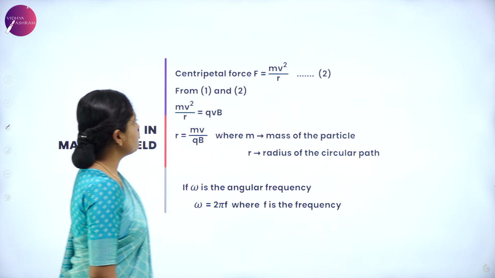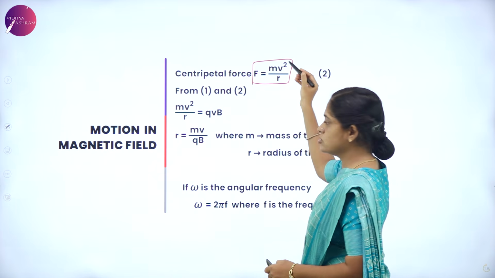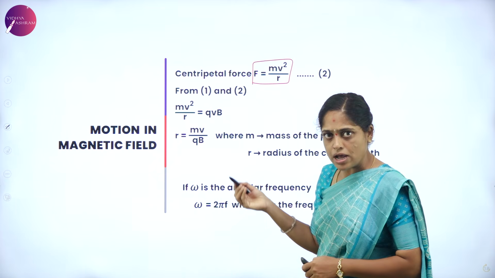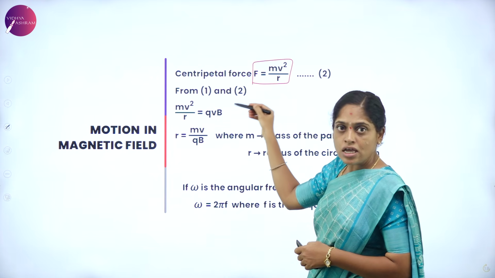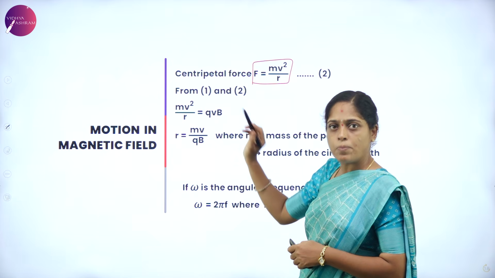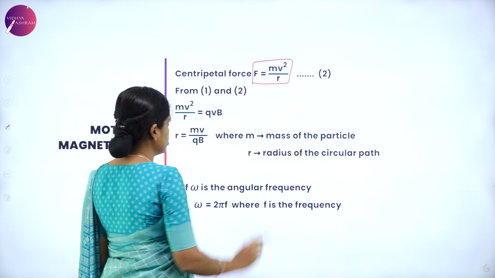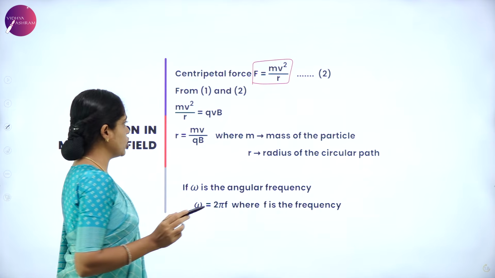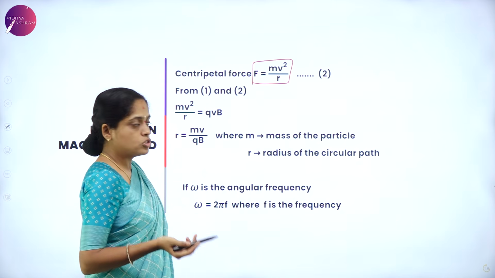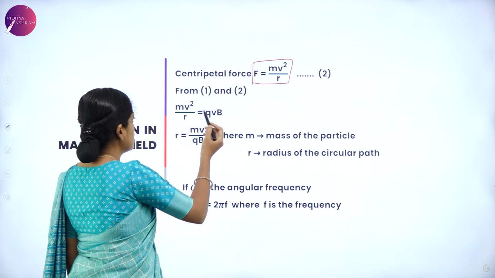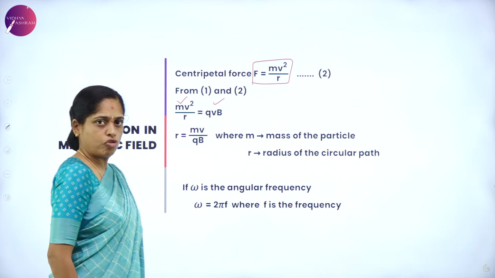And you know the expression for the centripetal force? Centripetal force is given by mv square by r, where m is the mass of the charge, v is the velocity of the charge, and r is the radius of the circular path followed by the charge. Now consider this as equation 2 and the previous one as equation 1. From equations 1 and 2, the LHS is the same, so we can equate the RHS, which is centripetal force equal to magnetic force.